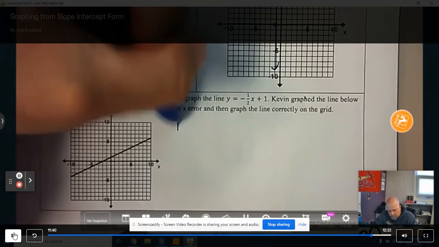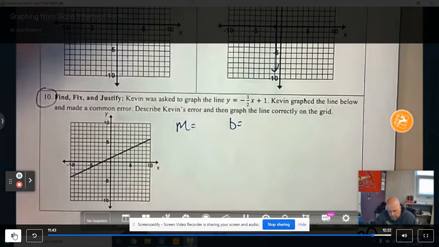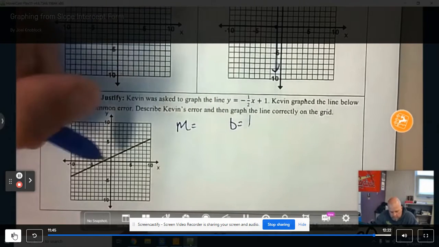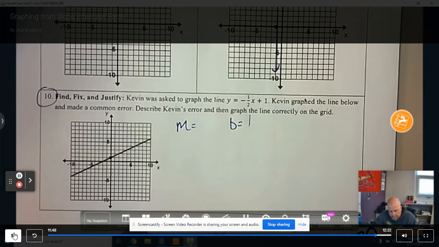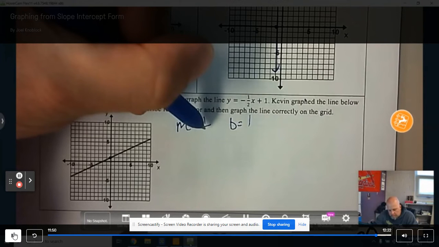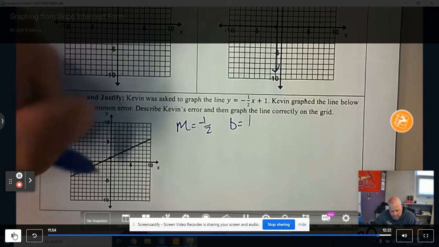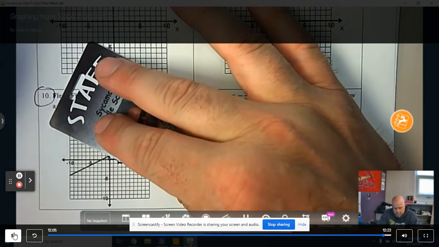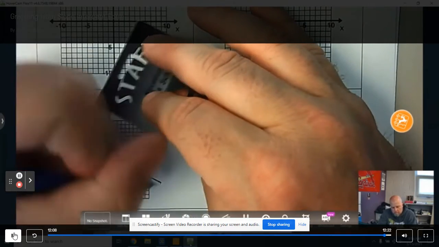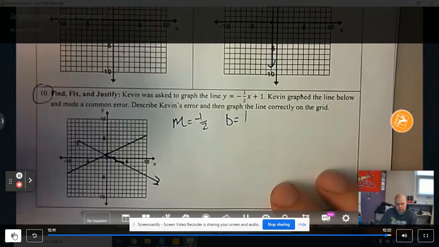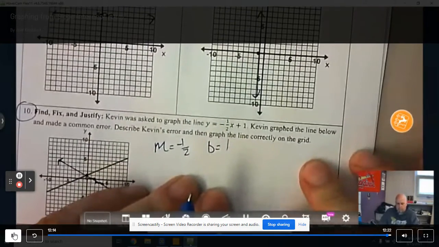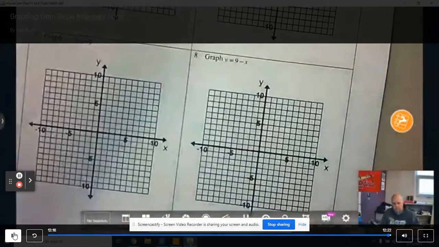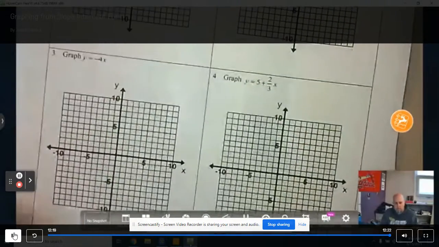So hopefully you realized the error. Your b is +1, which they do have graphed correctly, but the slope is -1/2. They ended up graphing a positive slope. So you should have gone down 1 and to the right 2, and then down 1 and to the right 2. So your line should be going in the opposite direction. Okay, that's what the line should look like. And that's where we're going to stop today, guys.